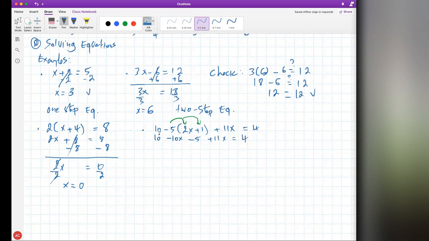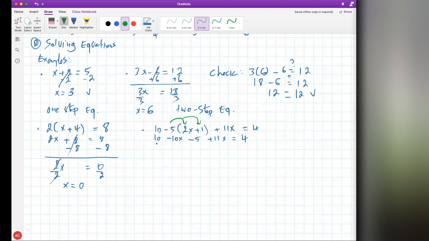Okay, so we distributed. What else will we do now? Put the numbers on one side and the numbers with x on the other side. Before that step, that would be the next one. Before that, we are still on the same side. So we have the equal sign, we're on the same side here. What do we do on the same side? Combine like terms. That's right. So we're not moving things around yet. Let's simplify the side first.